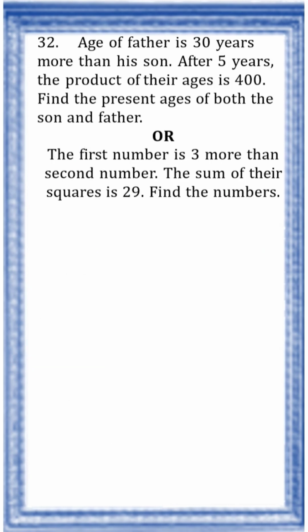Now let us solve the 32nd question, which is taken from the chapter quadratic equations. The age of a father is 30 years more than his son. After 5 years, the product of their ages is 400. Find the present ages of both son and father. There is an alternative for this question. The first number is 3 more than the second number. The sum of their squares is 29. Find the numbers. Now let us solve this question.